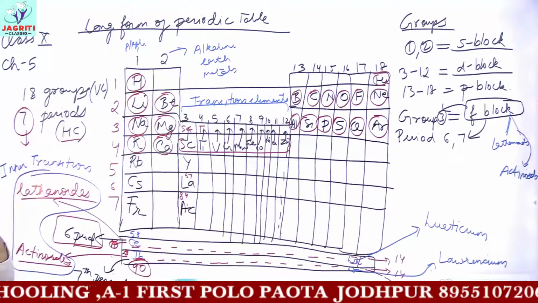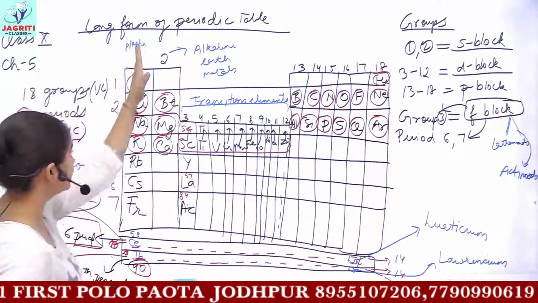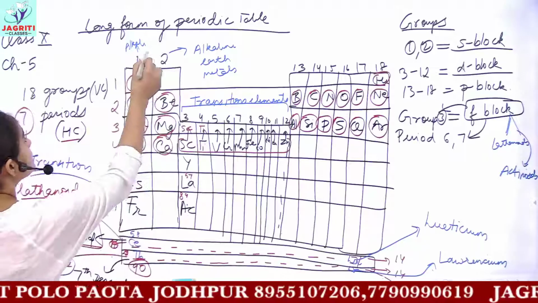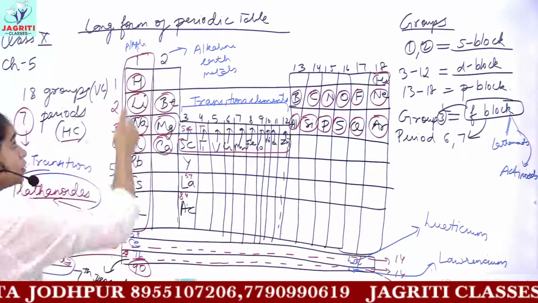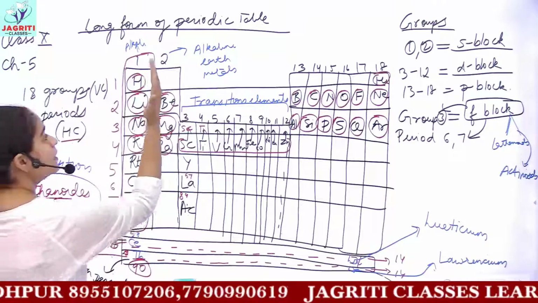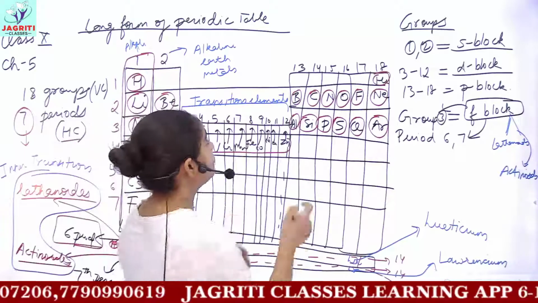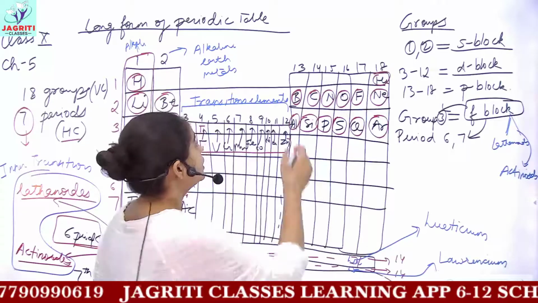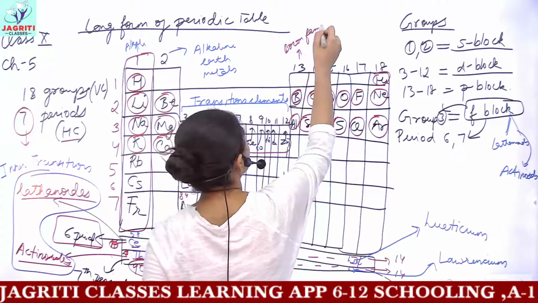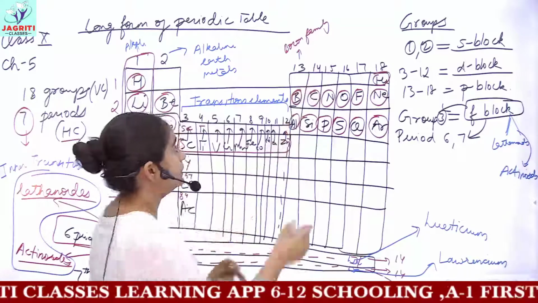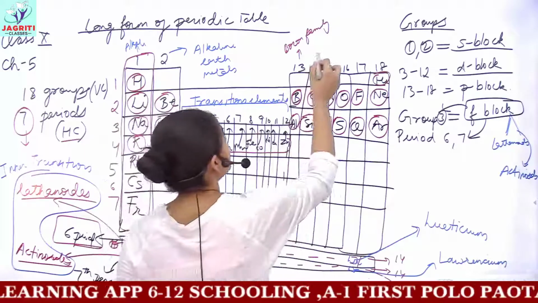Now next, I have told you in your earlier class the common names given to the groups. This whole group 1 is called alkali metals. Group 1 is this. Next, you have alkaline earth metals. Then this group which is starting from boron is called your boron family. Then the next one, this 14th group which is starting from carbon, is called the carbon family.